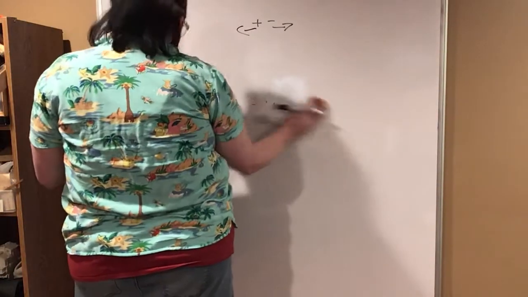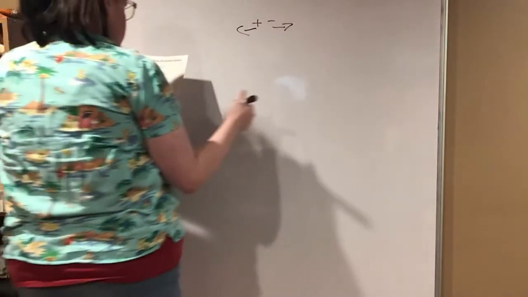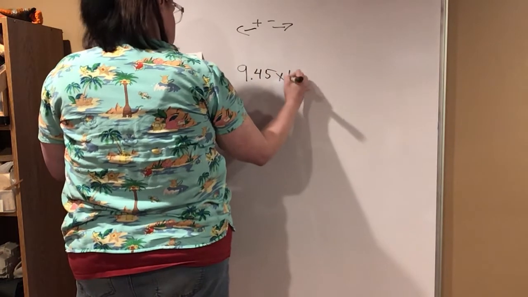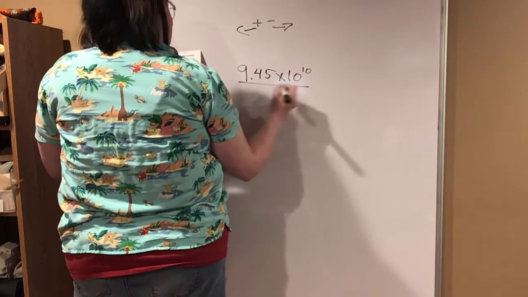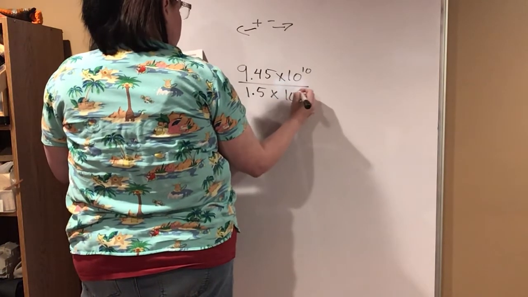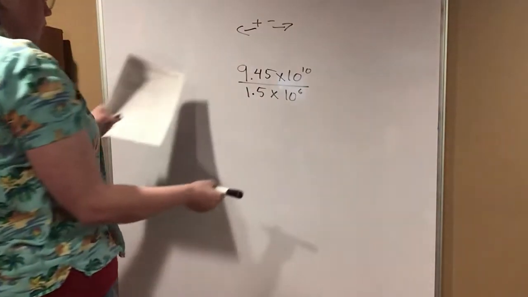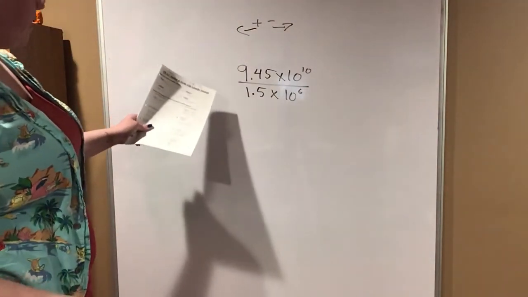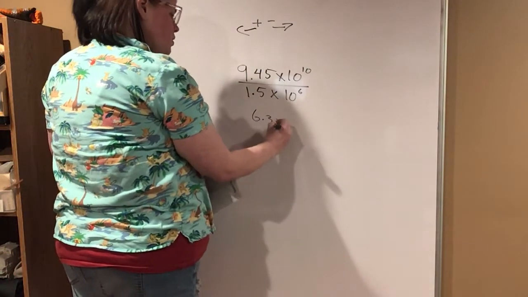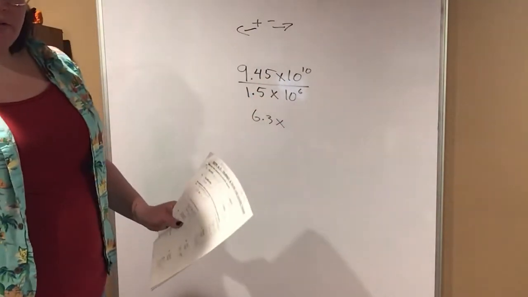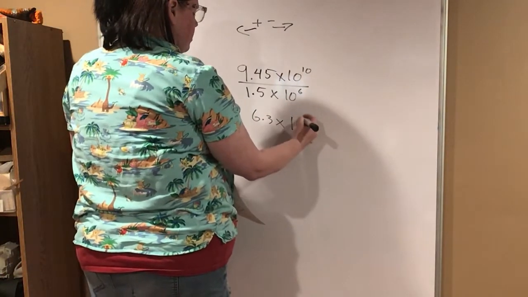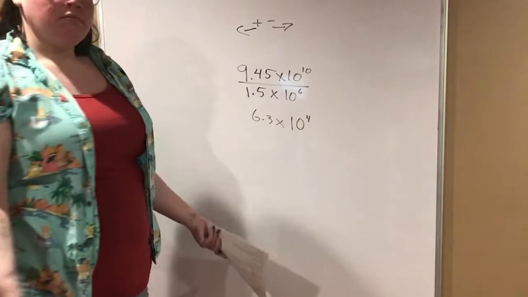Okay? Really relatively easy. So if we're looking at one of these division ones, if we had to add the exponents in multiplication, what do you think we have to do with the exponents in division? So let's divide the 9.45 by the 1.5, and I get 6.3. So if we were adding in multiplication, we are subtracting in division. So 10 minus 6 is 10 to the 4th. That's it.